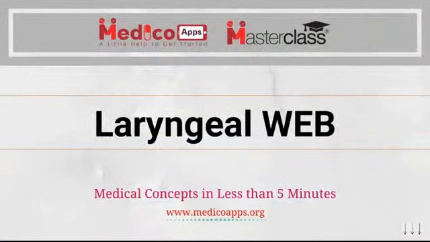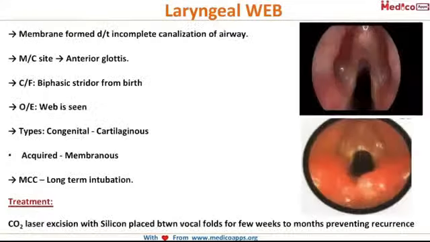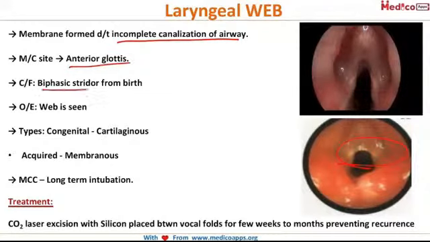Now the third and last one we are looking at is the laryngeal web. It's nothing but a membrane formed due to incomplete canalization of the airway. See, you can note very beautifully over here the web. The most common site is the anterior glottis, and the patient presents with biphasic stridor from birth. Web has B, so that is for B, biphasic stridor from birth.